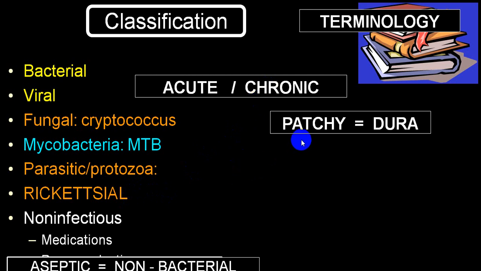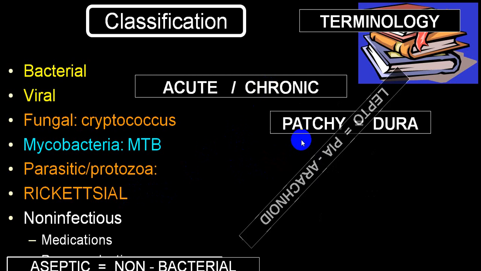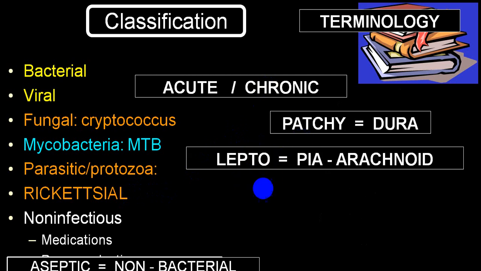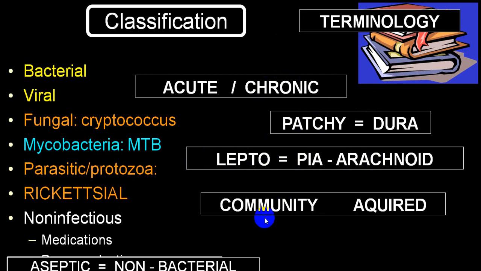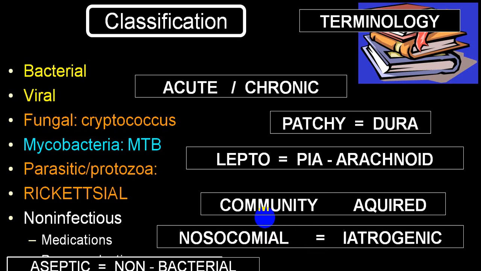There is another word which is being utilized is patchy or lepto. In lepto, pia and arachnoideae both are involved. Community acquired is by common organisms like streptococcal pneumoniae or Neisseria meningitidis. While nosocomial, or we use the word iatrogenic, these are usually E. coli, Klebsiella, Pseudomonas, those group of organisms.